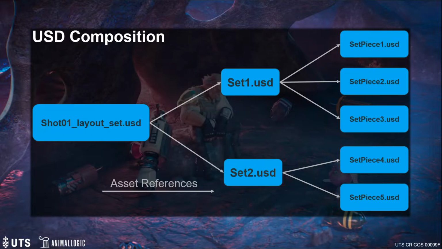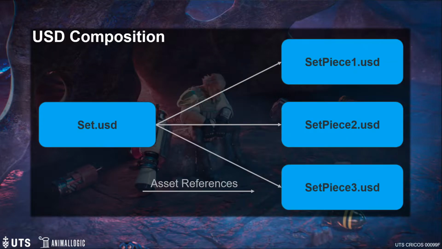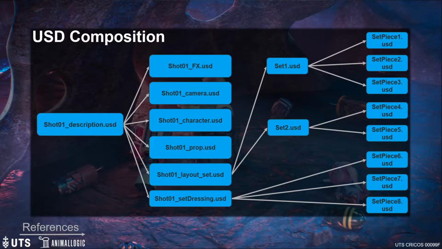Then actually, sorry, that's like an asset document. And then we can have a shot description referencing a bunch of different USD caches. In the case of the camera, it's going to be a camera cache. For effects, it's often going to be a bunch of FX caches. For the characters, we have animated caches. And then you can have references to the sets and then further down to the set pieces.